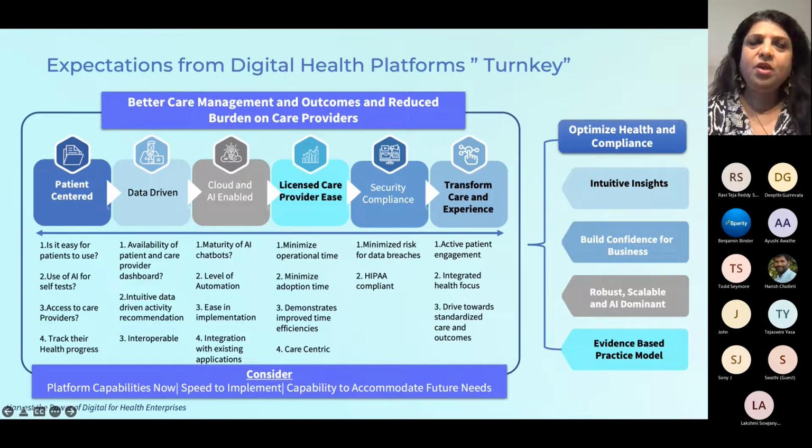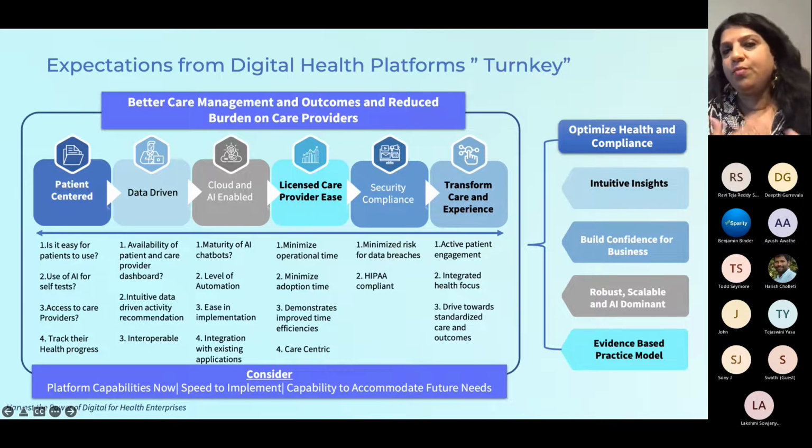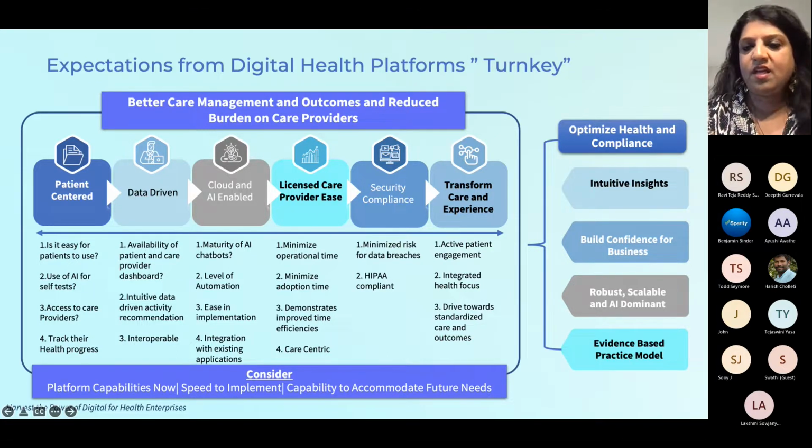and make your whole technology landscape within your ecosystem more robust, scalable, and AI dominant for future readiness. And then, of course, this builds confidence with the clinical team and leads them to become more intuitively insightful in terms of what you provide and what you get out of it. So whenever you're assessing a platform, consider some of these factors.